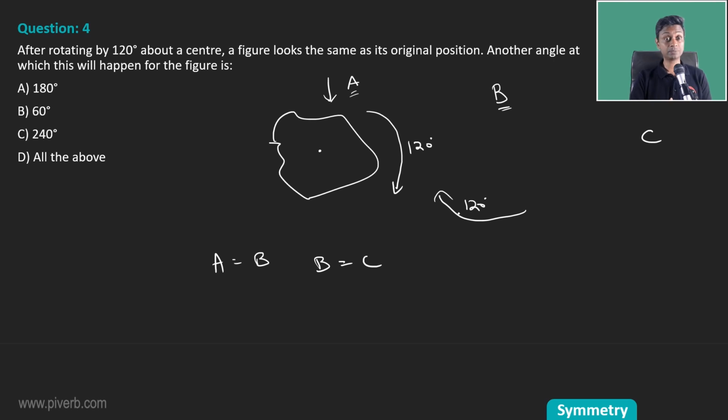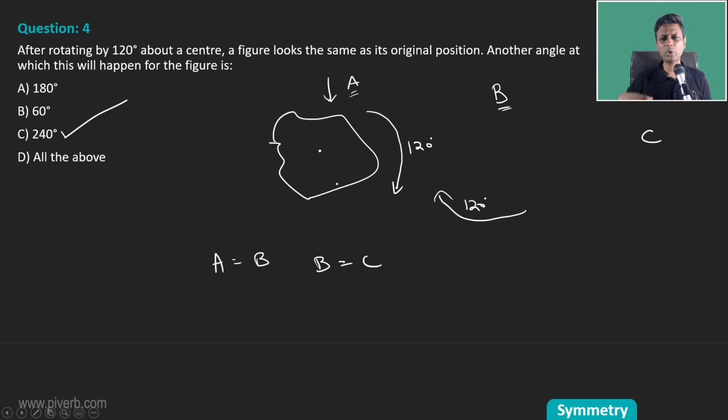That's what this means. That means if you rotate A by 120 degrees, you get B. That's identical. You rotate B by 120 degrees, you should get C. That's identical. Or in other words, you take A and rotate it by 240 degrees. That should also be the same. Or 120 degrees works, 240 degrees will work. Another angle at which this will happen for the figure is 240 degrees.